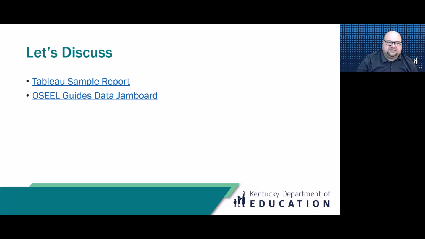What I'm asking y'all to do really quickly, and you've got two sheets here on your Jamboard. The first one I want you to do is tell me on that Tableau sample report, what do you see? Just 2 or 3 observations. What do you see on there? I've already talked about one of them, where the greatest area of identifications were. What else do you see there?